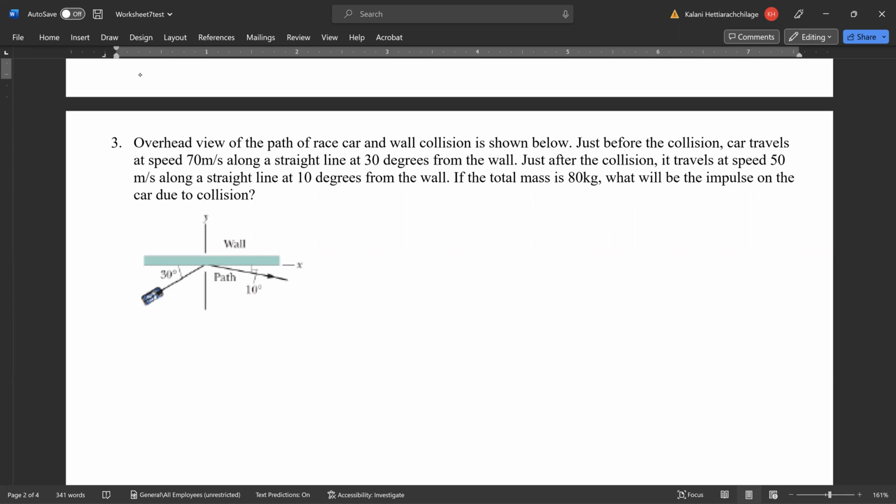Okay, so now let's read it. This is an overhead view of the path of a race car in a wall collision, shown below. Just before the collision, the car travels at speed. So this is where the car travels. The initial.